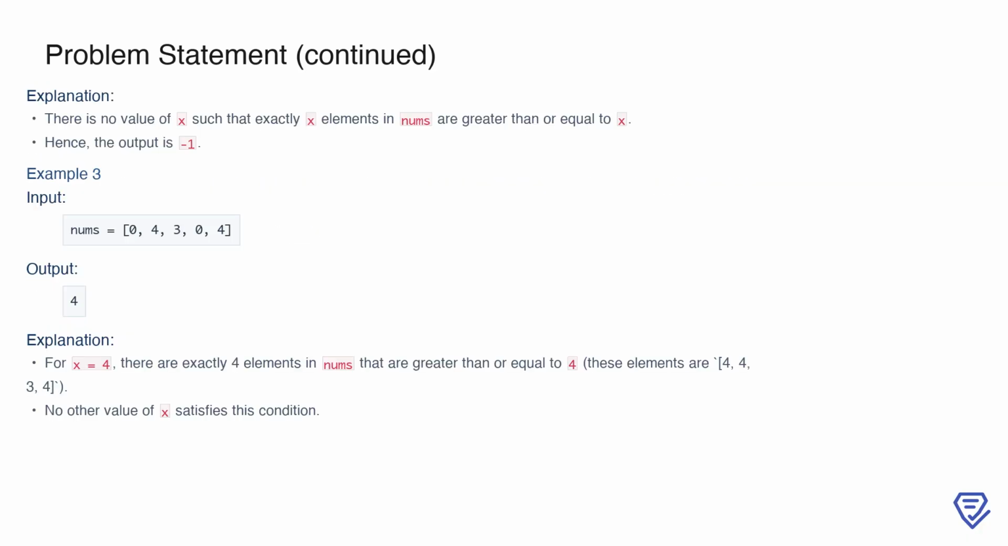In the third example, the input array is 0, 4, 3, 0, 4. The output in this case is 4. This is because when x is 4, there are exactly 4 elements in the array that are greater than or equal to 4. These elements are 4, 4, 3, and 4. Again, no other value of x satisfies the condition, so the output is 4.